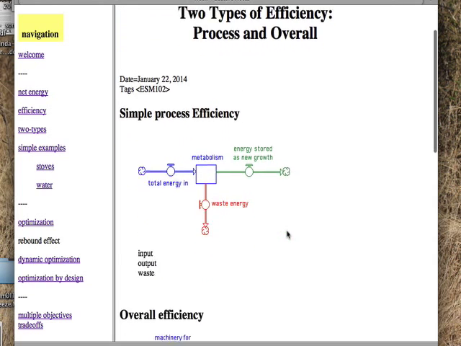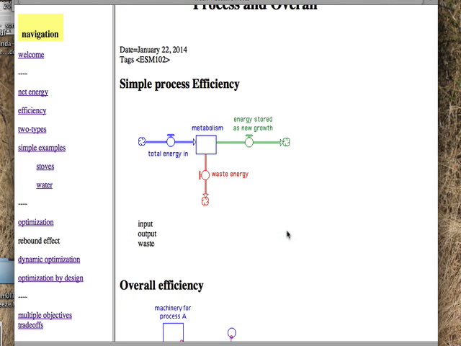Now, there's two types of efficiency that we're going to talk about in this class, and one is really the simple process efficiency, just like we talked about with the energy, the net energy, or that diagram up above it. It's something like total energy in minus the waste energy gives you the energy that goes to new growth, for example, of a plant or an animal, and this is the metabolism. So what's the efficiency of that metabolism? That's just a very simple process efficiency. And the overall efficiency, again, is just the amount of energy that's usable, in this case for growth, divided by the total amount in, and the amount that's not usable is the waste.